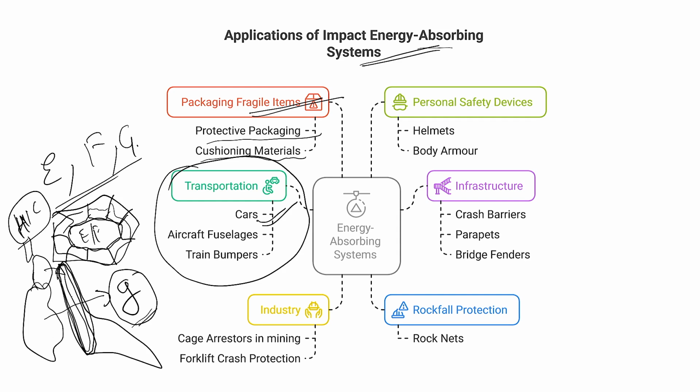And we looked into the back seat of the car, but there are other systems which also deal with this. The other applications are the aircraft fuselage, the part where the fuel and the other peripheral devices are stored in the aircraft. There also the energy absorption systems are applied. The bumpers of a train.